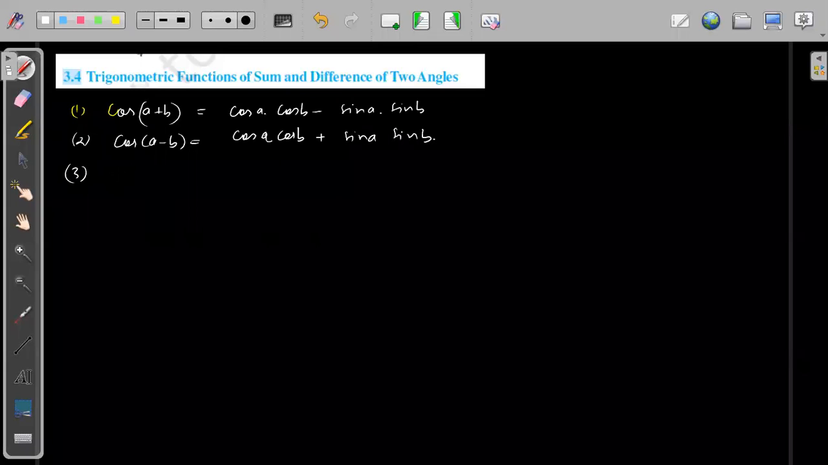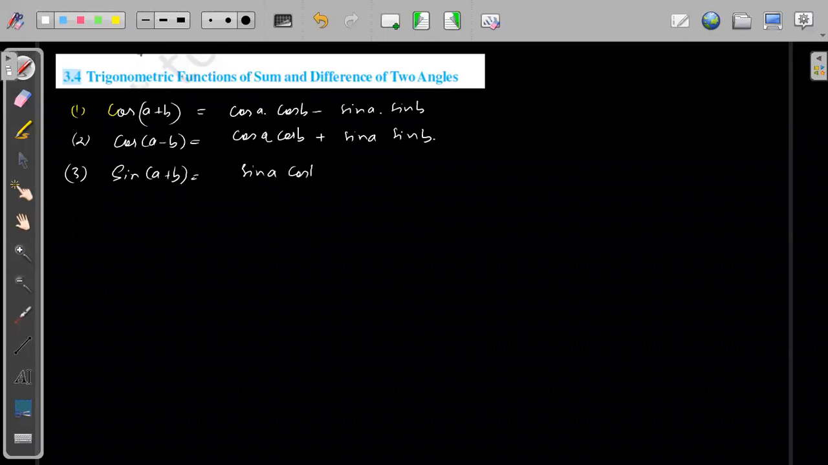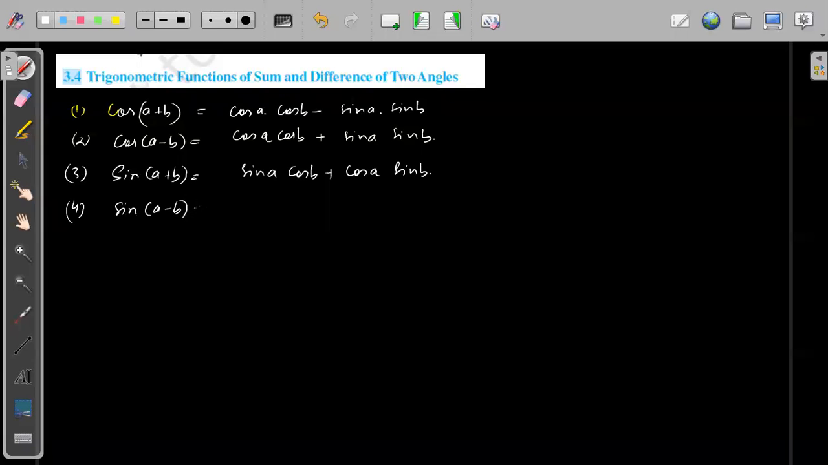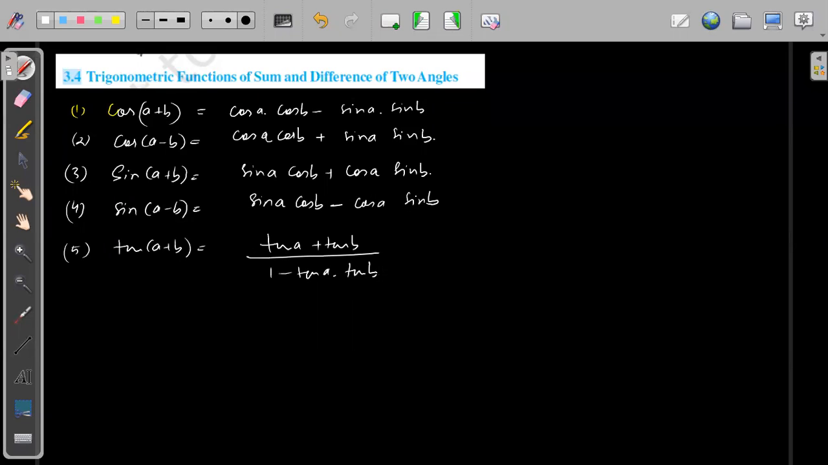Now, third, from here we'll get sine of A plus B. What is sine of A plus B? Sin A cos B plus cos A sin B, right? Fourth, sine of A minus B. What is sine of A minus B? Sin A cos B minus cos A sin B. Everybody remembers? Fifth, tan of A plus B. What is tan of A plus B? Tan A plus tan B divided by 1 minus tan A into tan B.